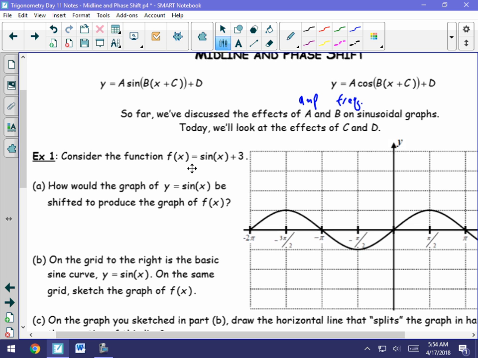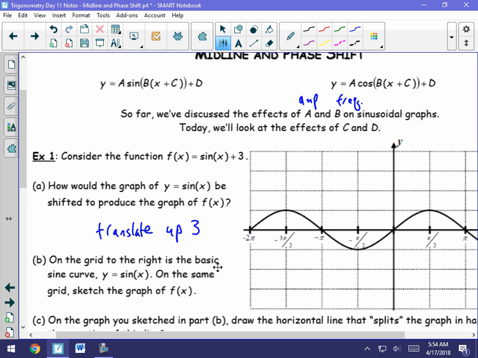Consider the function f of x equals sine of x plus 3. How would the graph of y equals sine x be shifted to produce the graph of f of x? So just based on our knowledge of transformations from before, when we have a number adding on to the outside of our function, it affects the y value. So if I'm adding 3 to my y value, that's going to translate it up. All right, so translate up 3.